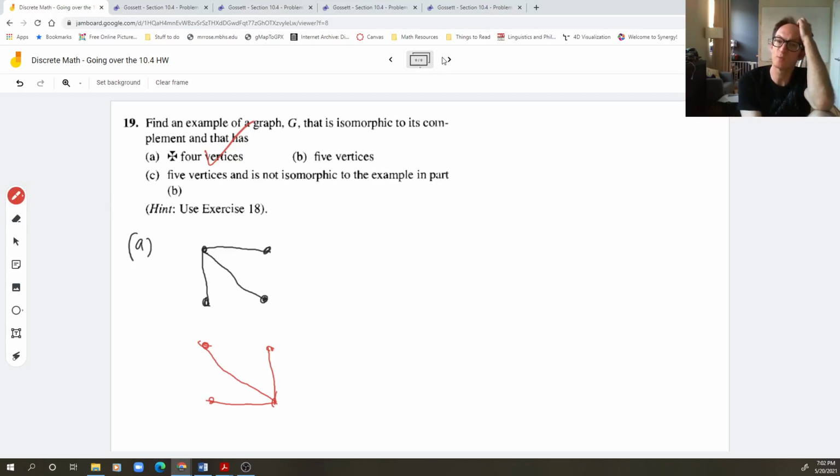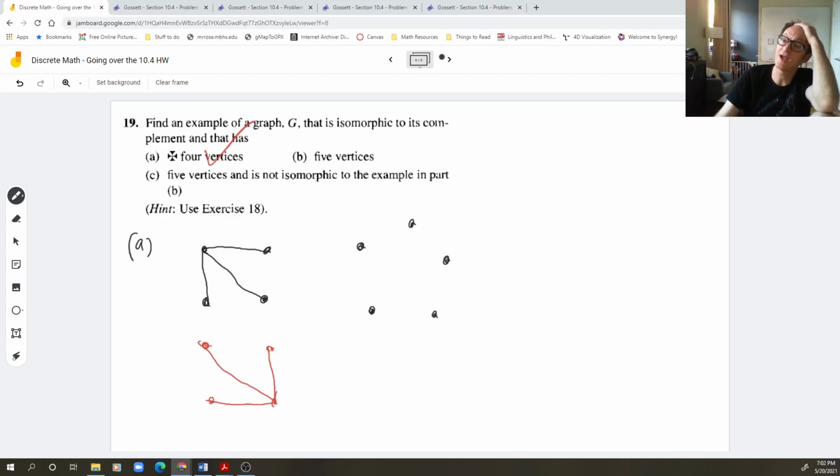Find a graph which is isomorphic to its complement. Hint, use exercise 18. Maybe I should use exercise 18, everyone. There are 5 vertices. Okay, let's be like an actual mathematician now. I have a graph with 5 vertices, so it's going to have a certain number of edges. How many edges could it have at most? 5 choose 2, which is 10. So if a graph and its complement are going to be isomorphic, they have to have the same number of edges, so they have to each have 5.